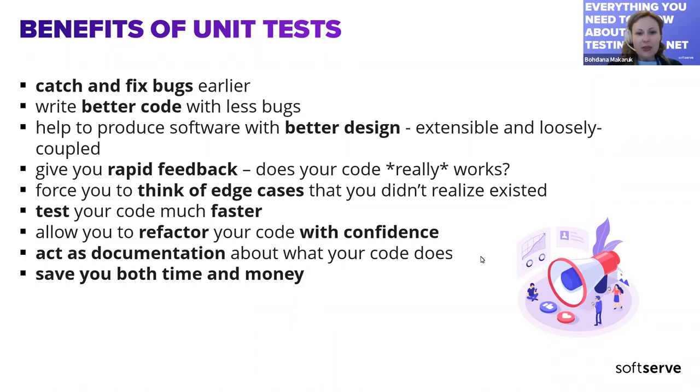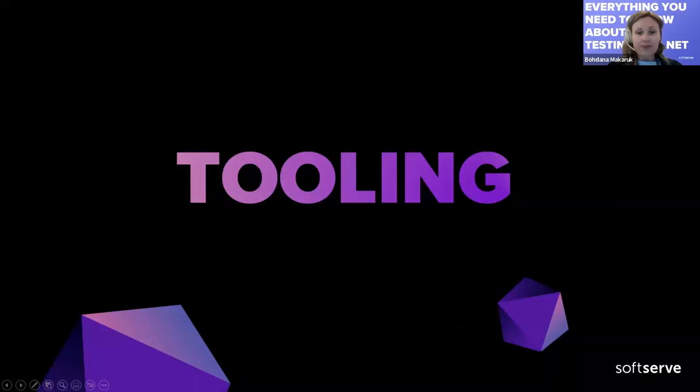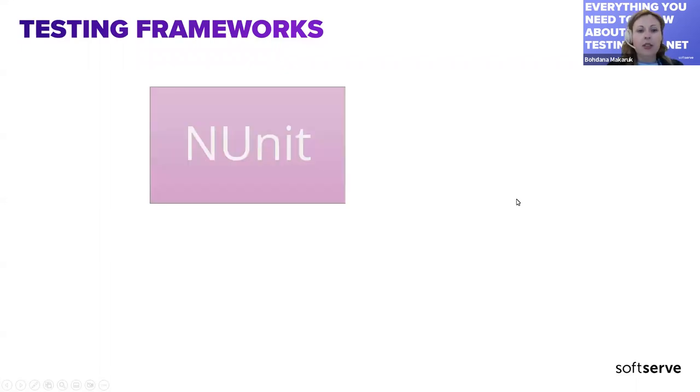The next topic for today is tooling. To write unit and integration tests, you need, first of all, a test framework. There are a couple of them, and the most popular are three. First is NUnit. It's the earliest framework. NUnit is an open source testing framework, and it lets you write and run unit tests on .NET.